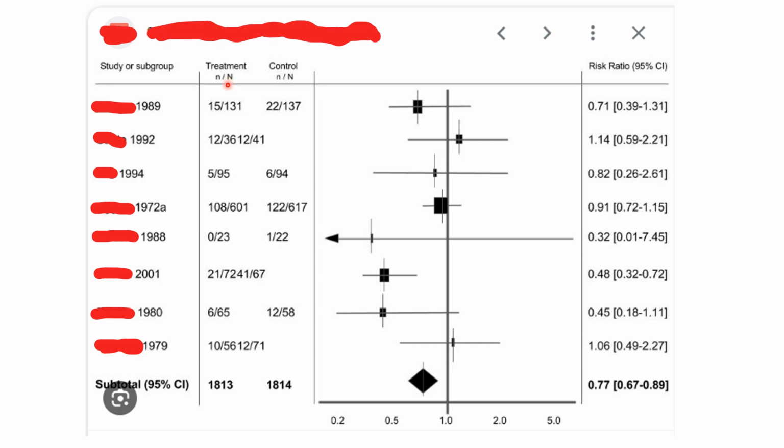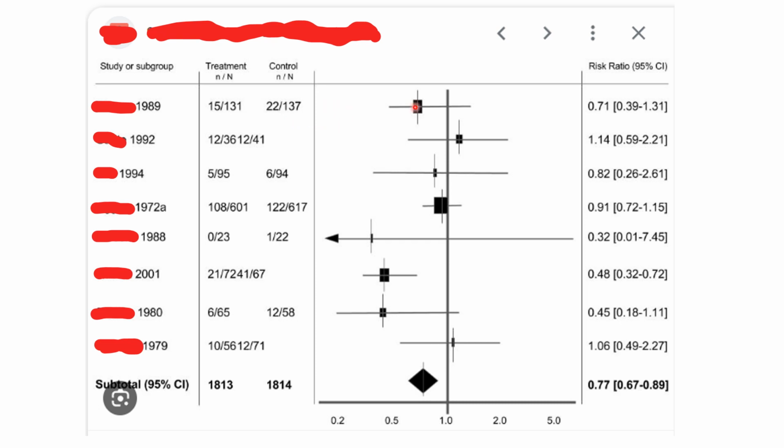The second item on this row is treatment. This shows the small n, the actual number of patients who had the treatment, and the big N, the total population from which these patients were taken. So there were 15 patients who had the treatment out of a population of 131. And then in the same study, there was a control group of 22 from a population of 137.